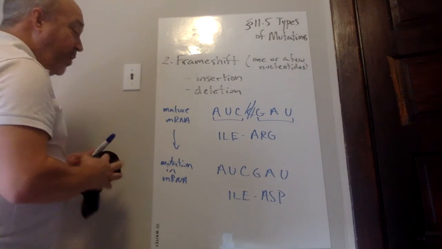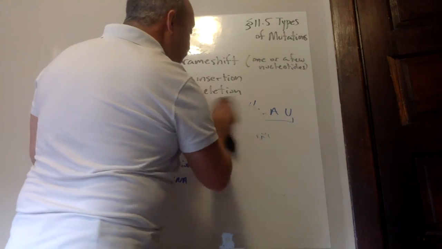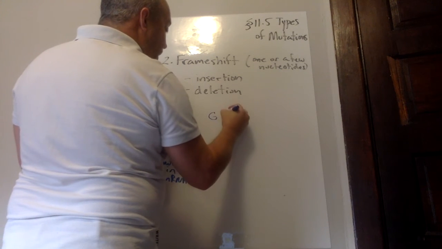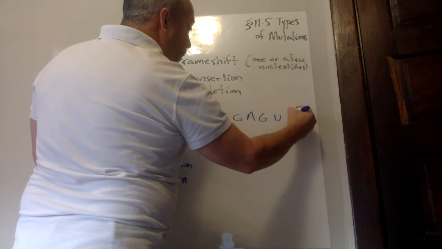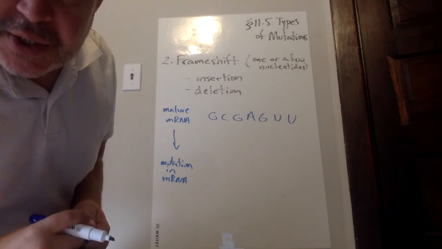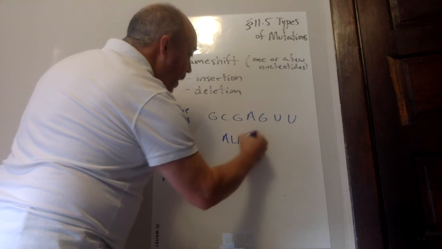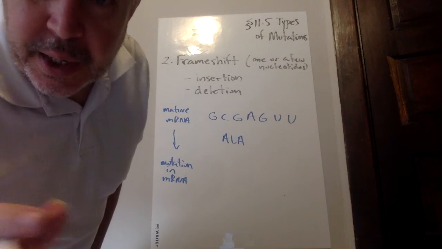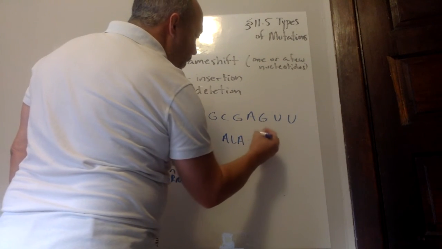It can also go the other way. You can get the addition. So if, for instance, our mature mRNA was G, C, G, A, G, U, U. If we did the first codon, that would be GCG. That would code for alanine. And then AGU would code for serine. Don't worry about the other U.